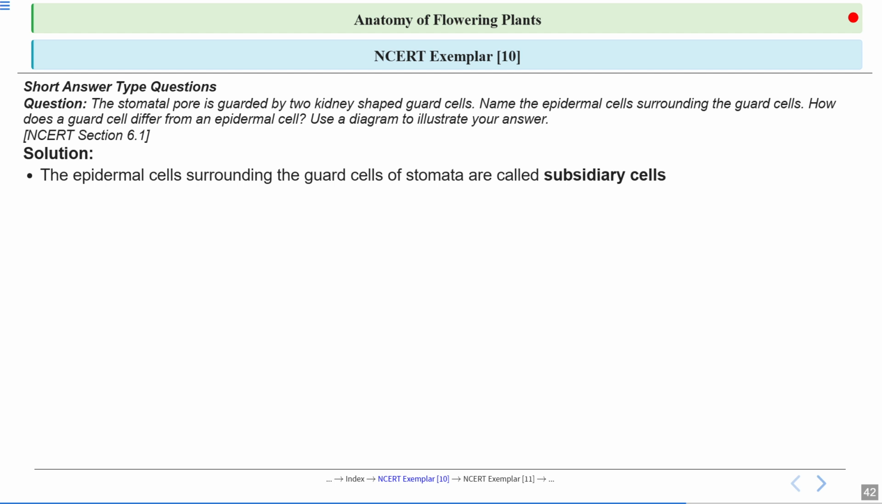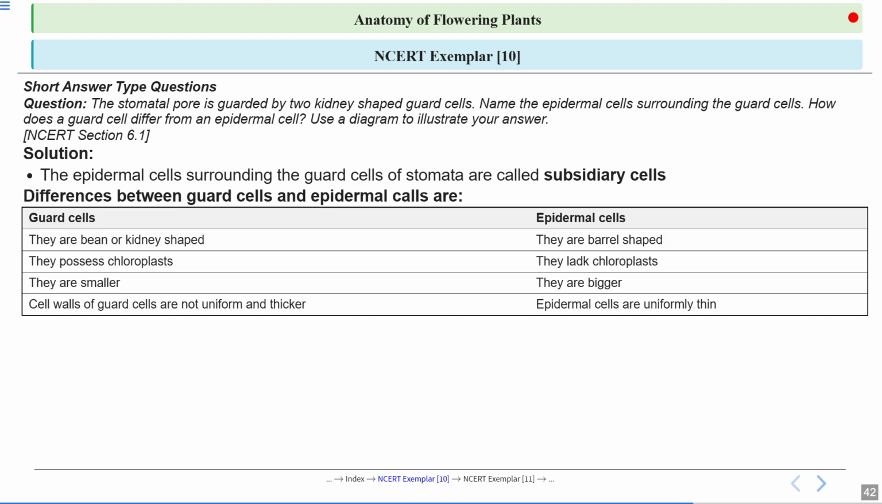The epidermal cells surrounding the guard cells of the stomata are called subsidiary cells. We have bean shaped guard cells, and there are some cells that surround these guard cells, and those cells are called subsidiary cells. Differences between the guard cells and epidermal cells: regarding the shape, the guard cells are bean shaped or kidney shaped.